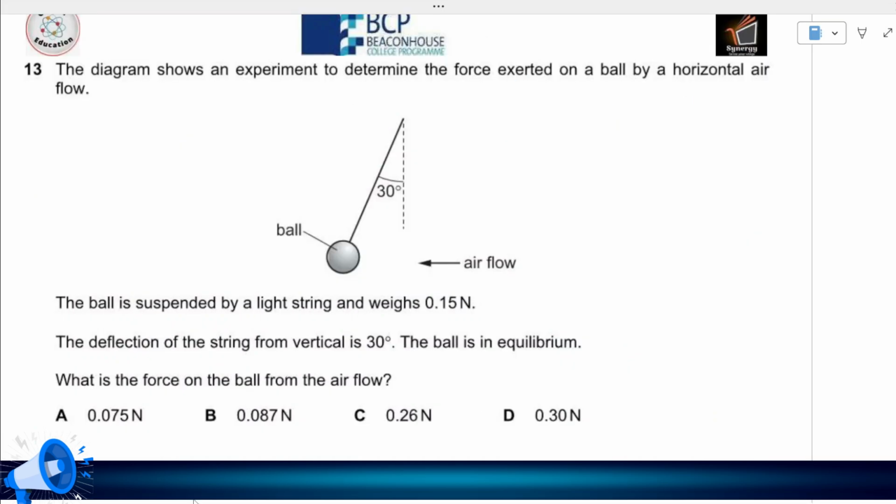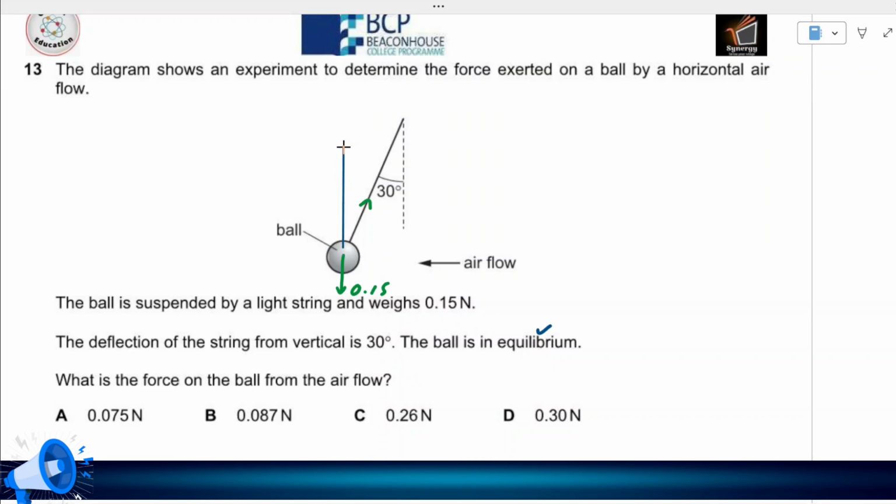A ball is suspended by a light string and weighs 0.15. We need to find the force on the ball from the airflow. We need to find this force. The tension would be here. The weight would be exactly vertically downward, 0.15. And if it is being suspended and the object is in equilibrium, which is mentioned over here, then the forces in any direction, the resultant force should be 0.